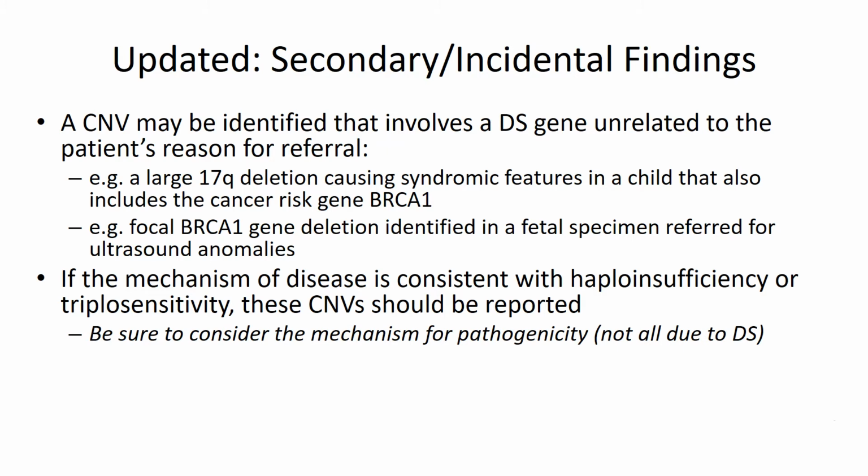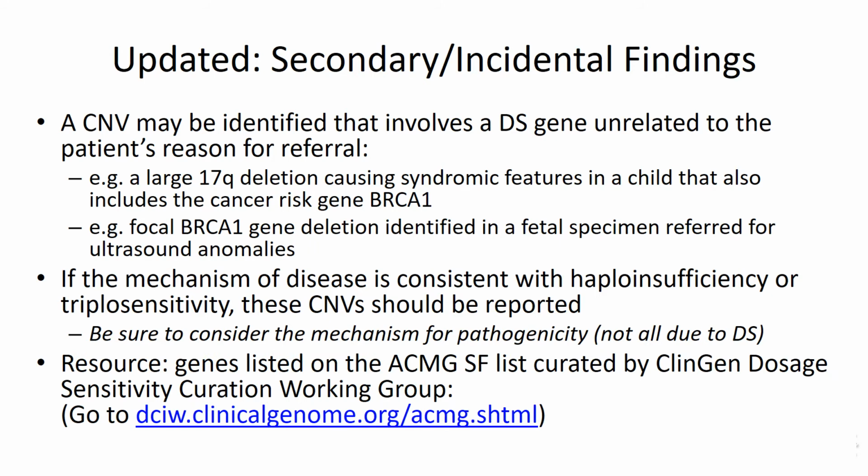The committee recommends reporting such CNVs if the mechanism of disease is consistent with haploinsufficiency or triplosensitivity. But be sure to consider the mechanism for pathogenicity, as not all genes that have been annotated as associated with secondary or incidental findings cause disease due to dosage sensitivity. The ClinGen Dosage Sensitivity Working Group has a curated list of these genes that are targeted on the ACMG secondary findings list for sequence variants, which can be accessed from our webpage.